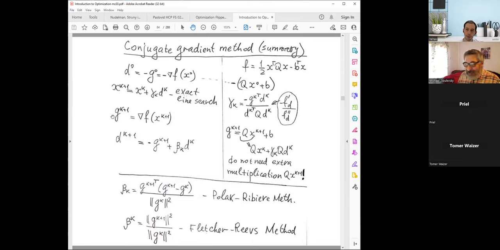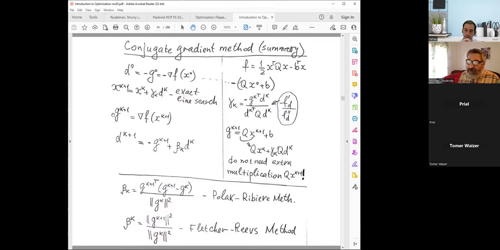Oh, okay. Thank you. Please. And if the function is unknown, do I just do inexact line search, or should I choose another method?